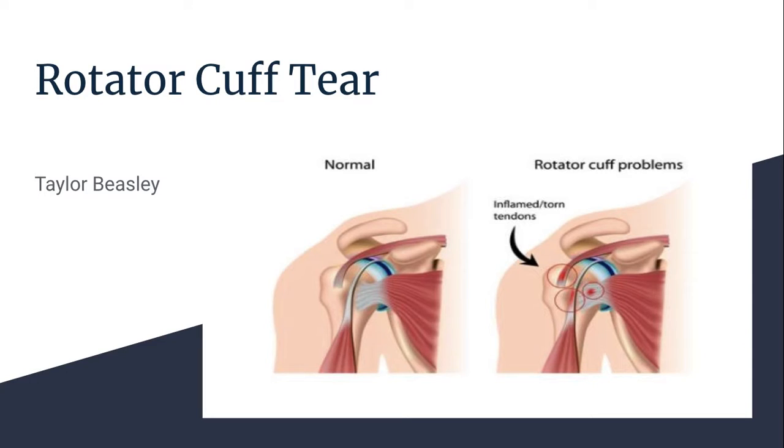Project is on rotator cuff tears. So the picture on the left shows what a normal rotator cuff should look like, while the picture on the right shows a rotator cuff with problems. So as you can see, the tendons are both torn and inflamed.